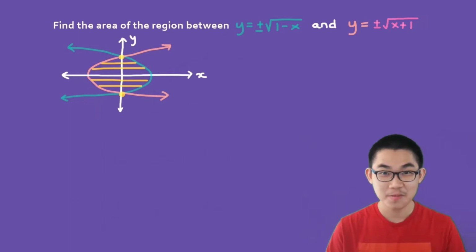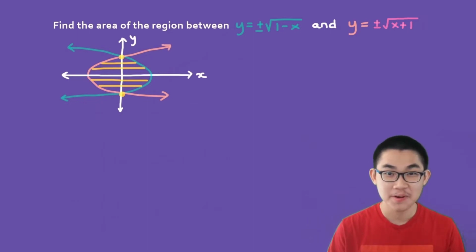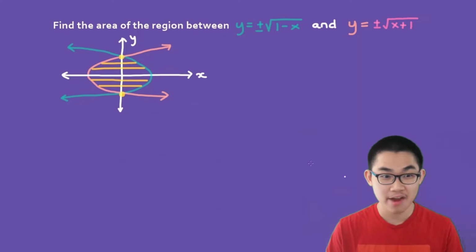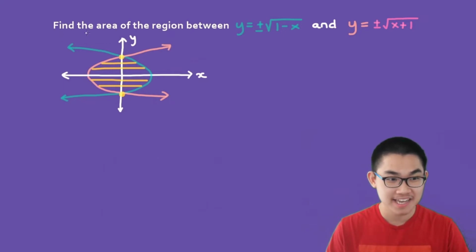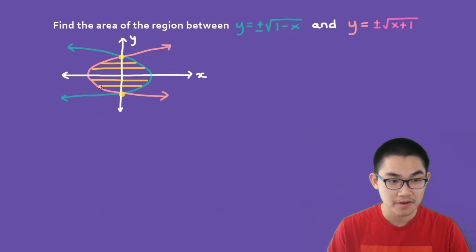Hi friends, welcome back. In this video, I want to show you how to find the area between two curves by integrating with respect to y. So let's take a look at the problem. Find the area of the region between y is equal to plus minus the square root of 1 minus x, that's the green graph over here, and y is equal to plus minus the square root of x plus 1, that is the pink graph over here.